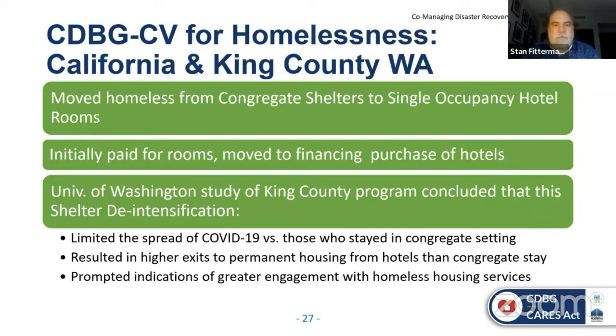I think an interesting fact, University of Washington did a study early on in the pandemic of King County's program, and they concluded that the non-congregate shelters limited the spread of COVID-19 versus those that stayed in congregate settings. Knowing what we know now about how it's transmitted, that makes sense. It resulted in higher exits to permanent housing from hotels than the congregate stay. And there were indications of greater engagement with homeless housing services.